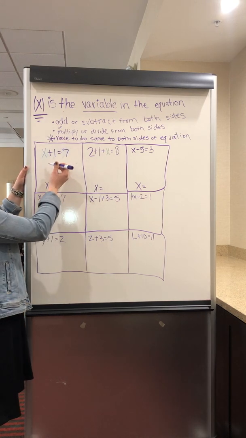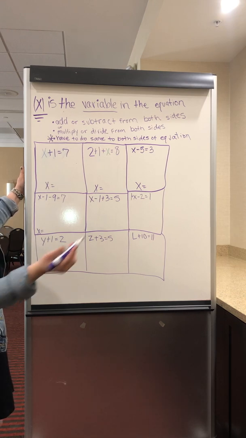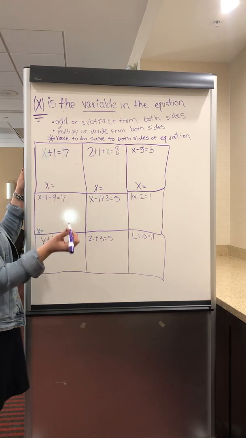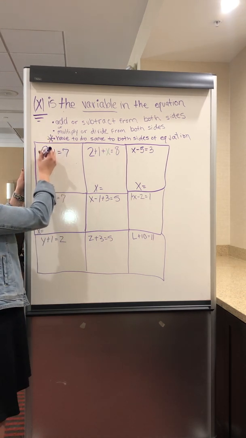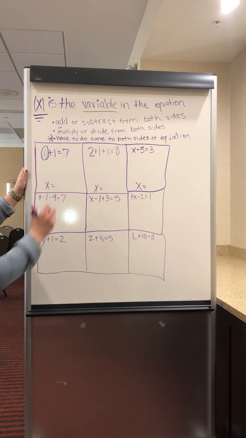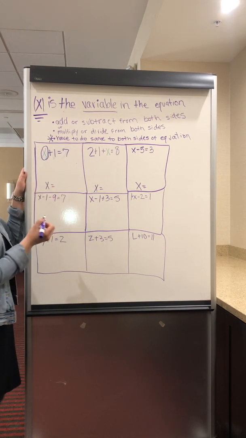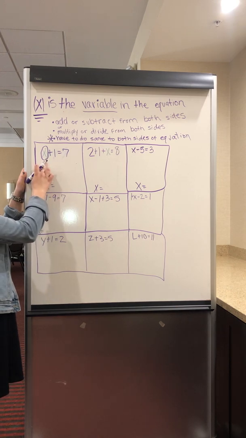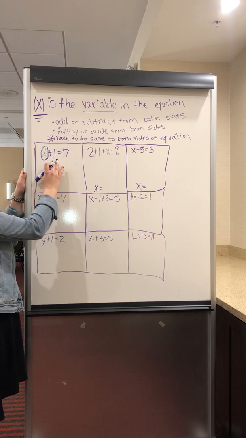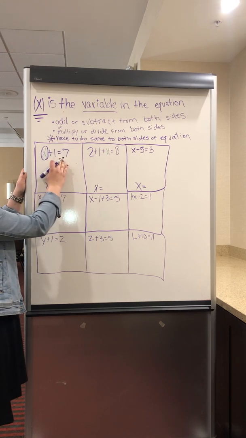So first, if I was showing this to my classroom right now, I would want my students to come circle the x. That is what we will be solving for in this equation. As we can see, it says x plus 1 equals 7. We are trying to figure out the x, so the first step is to subtract the 1 so we can get the x alone on this side of the equal sign.